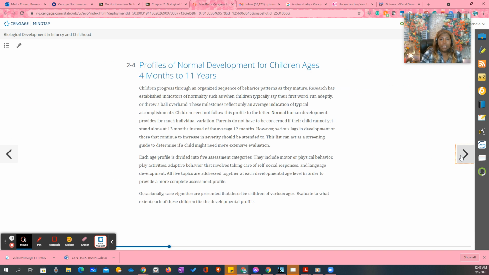Okay. So again, profiles of normal development for children age 4 months to 11.